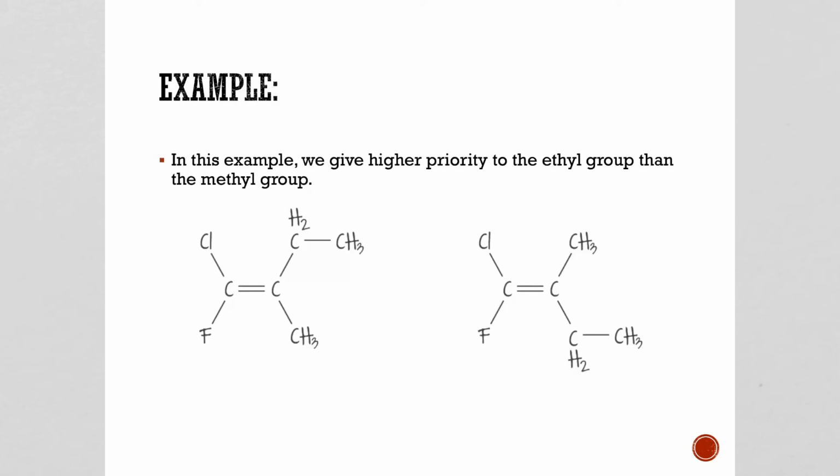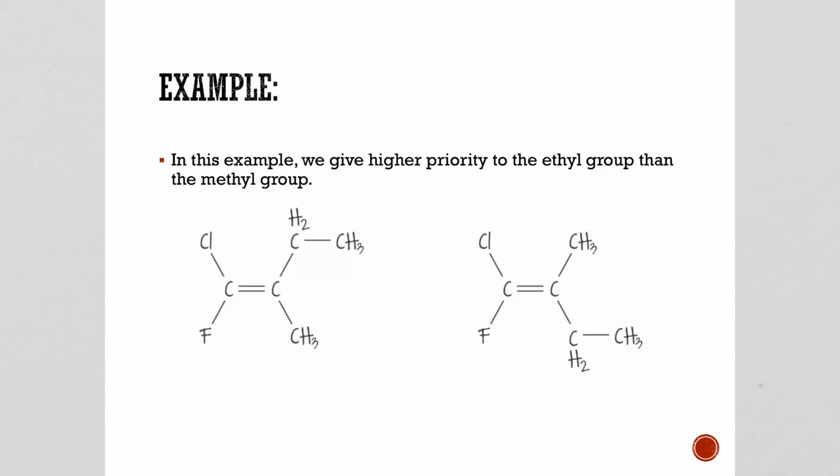So sometimes we have to look at what the groups are. If it's not a halogen that's attached, but another alkyl group, we need to find the one that has the most priority. So on the second carbon, it is bonded to a methyl and then an ethyl group. This one has a higher priority because it's bonded to 2 hydrogens and a carbon, whereas this one's only bonded to 3 hydrogens. So this one would be the high priority, and we would name it as such.